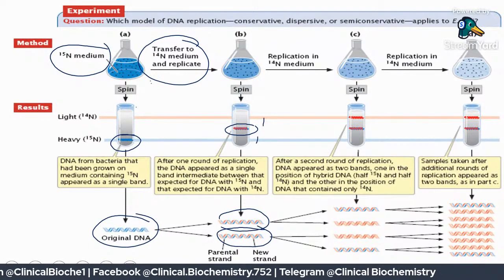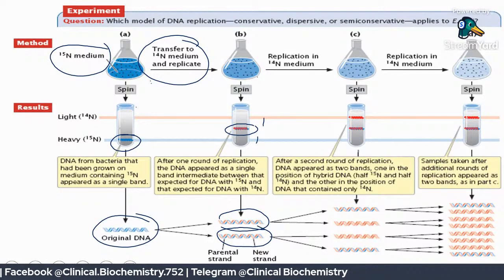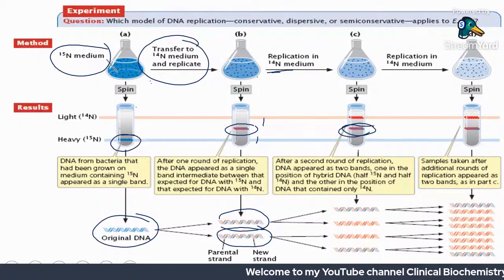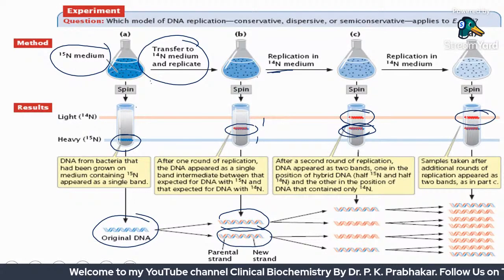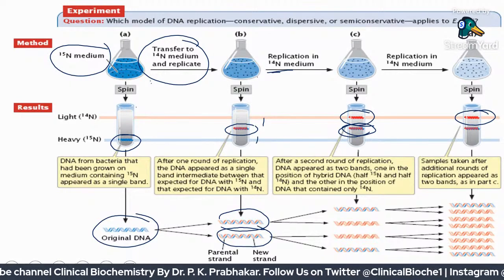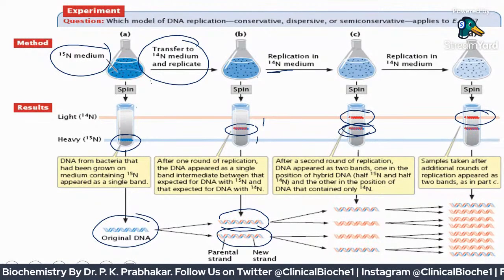N14 and N15 are there. Again, the same bacteria has grown in N14 medium. So again, now this band's thickness will be slightly reduced and the other band's thickness will increase slightly. So this confirms that it is a semi-conservative mode of replication. That experiment was done by Meselson and Stahl.